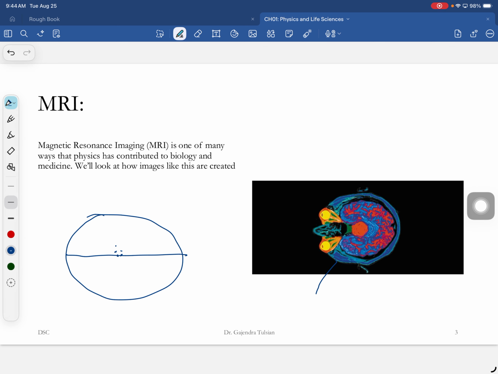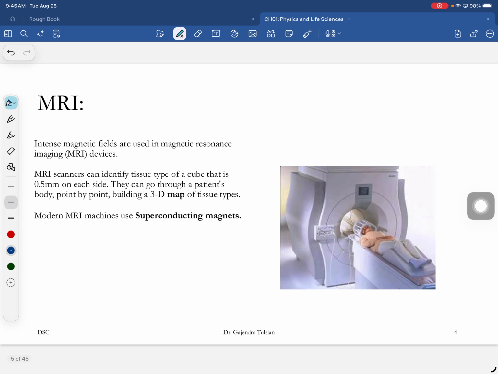The resolution, the smallest picture it can take, is roughly a small grain of sand, 0.5 millimeter by 0.5 millimeter by 0.5 millimeter. Now, what we want to do is understand how the MRI machine takes a picture of that little grain of sand inside your head. We'll try to understand that. You guys know there are several levels of MRIs.